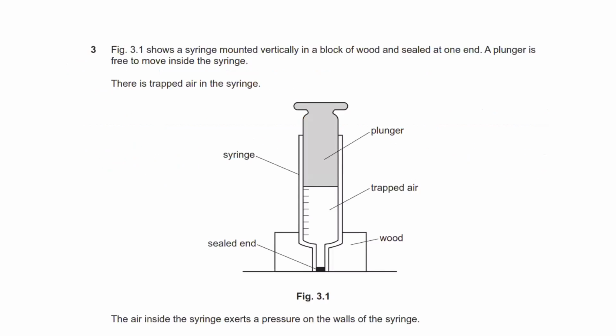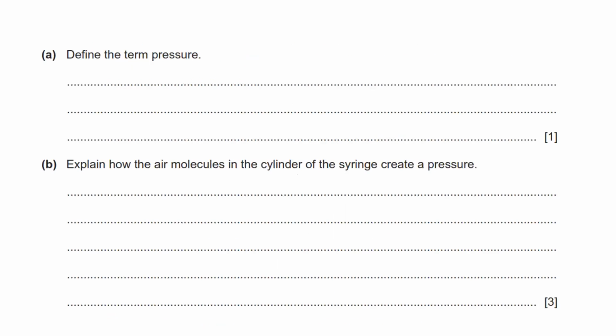So now moving ahead, question number 3. It says figure 3.1 shows a syringe mounted vertically in a block of wood and sealed at one end. A plunger is free to move inside the syringe. There is trapped air inside the syringe. The air inside the syringe exerts pressure on the walls of the syringe. So part A, it says define the term pressure.